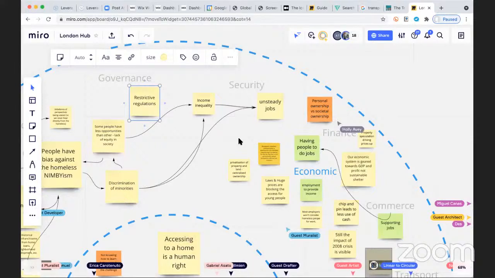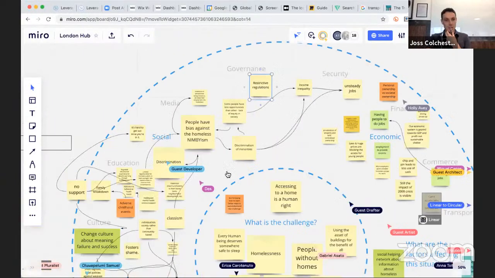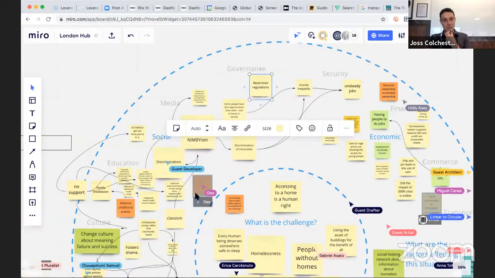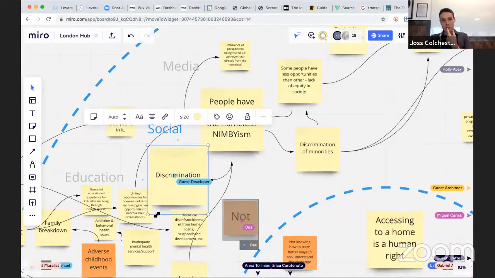Hello, Jose. What I can't find is the human dimension, which I think is really important, like psychological. What happened with those people? What are the problems? Yeah, it's a good point. Obviously that's going in the social sector here. If you don't have a category, you just put it around social.